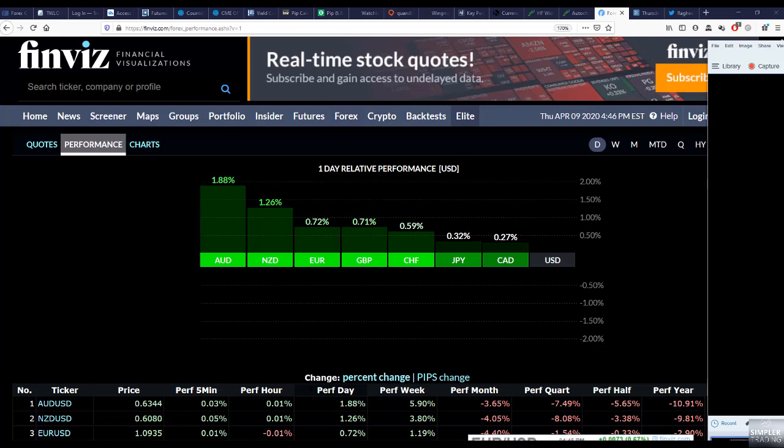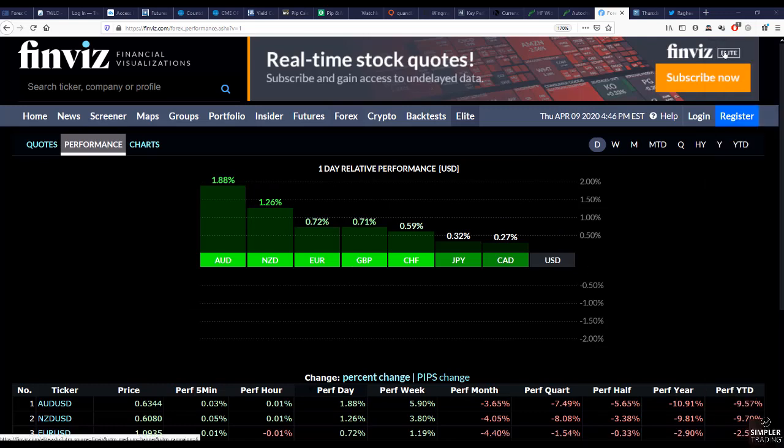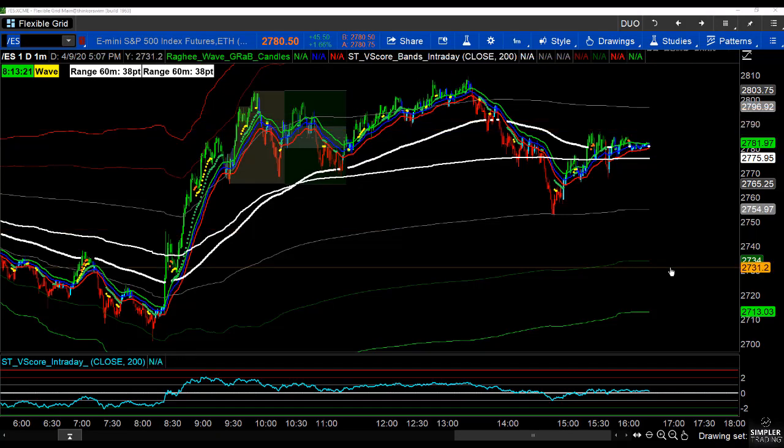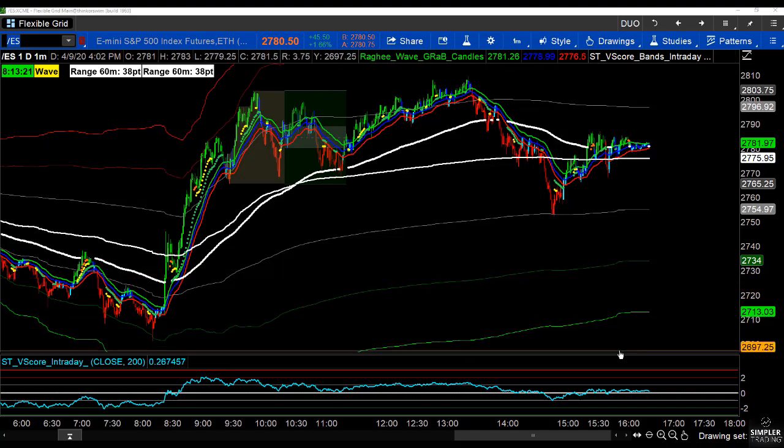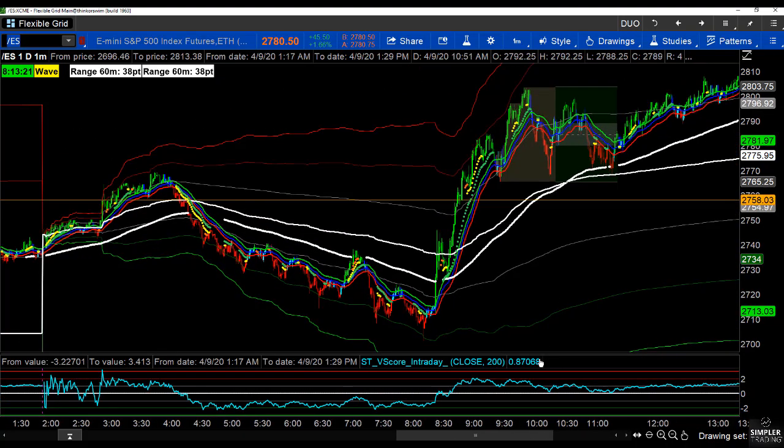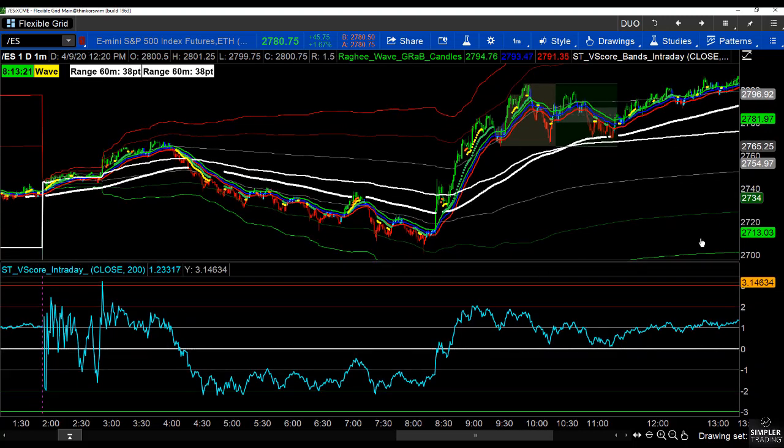So first thing, we take a look at those markets and we determine that, hey, yes, the commodity dollar strength, the yen weakness is going to have us looking to the long side. Now, this is the S&P. What we basically realize by looking at the V-score, let's make this a little bit bigger, is that we have extremes.